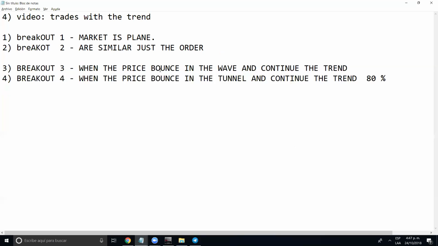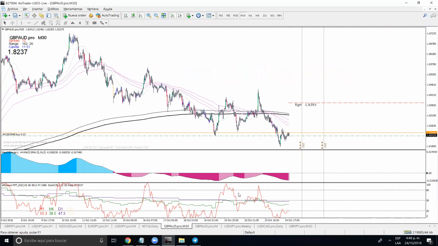Breakout 3 is when the price bounces off the wave and continues the trend. We're in a trend, bounce off the wave, and we continue. Let's go see some examples. And breakout 4 is when the price bounces off the tunnel and continues the trend. Okay, let's go find it here.